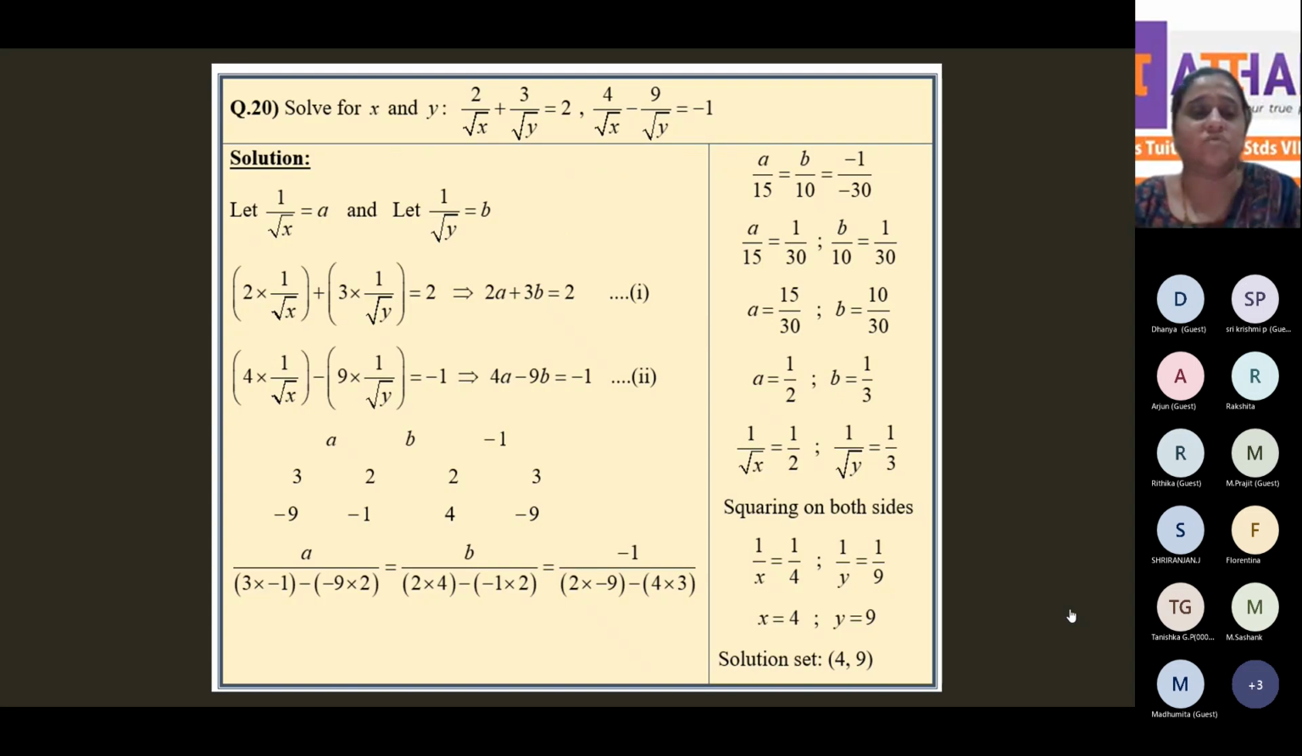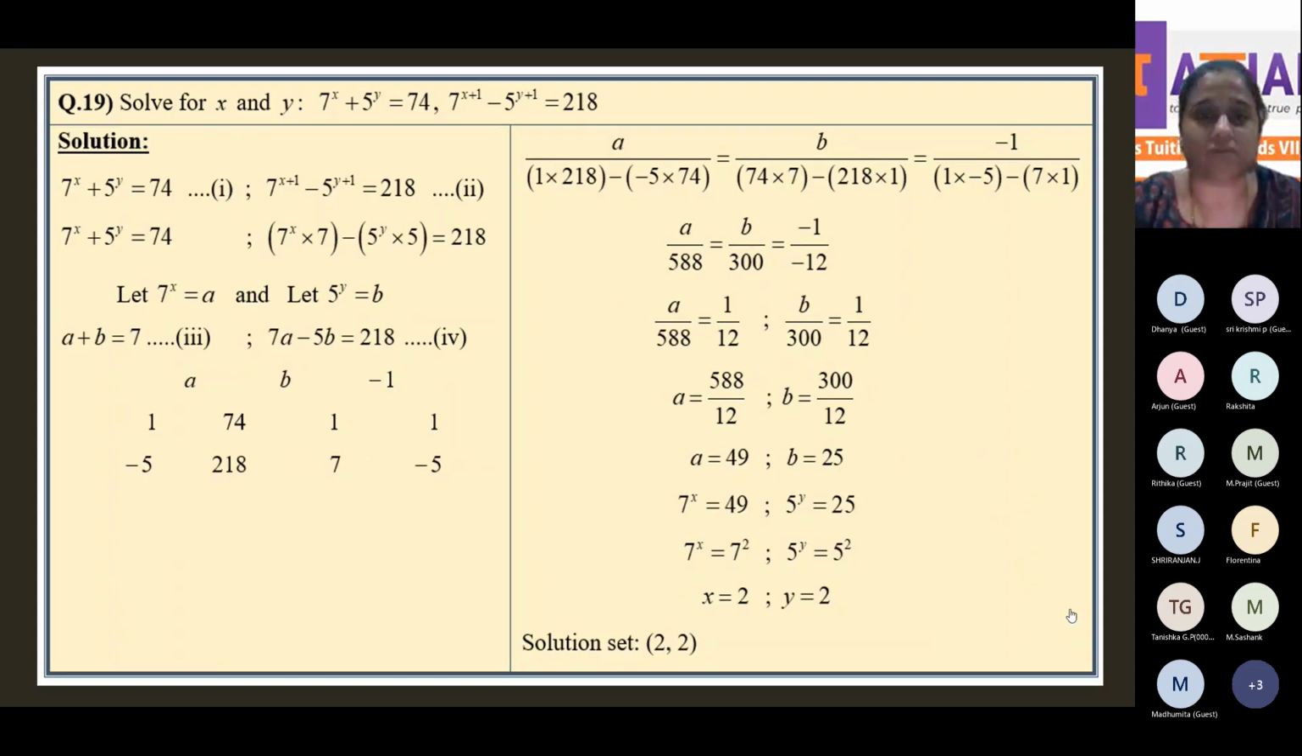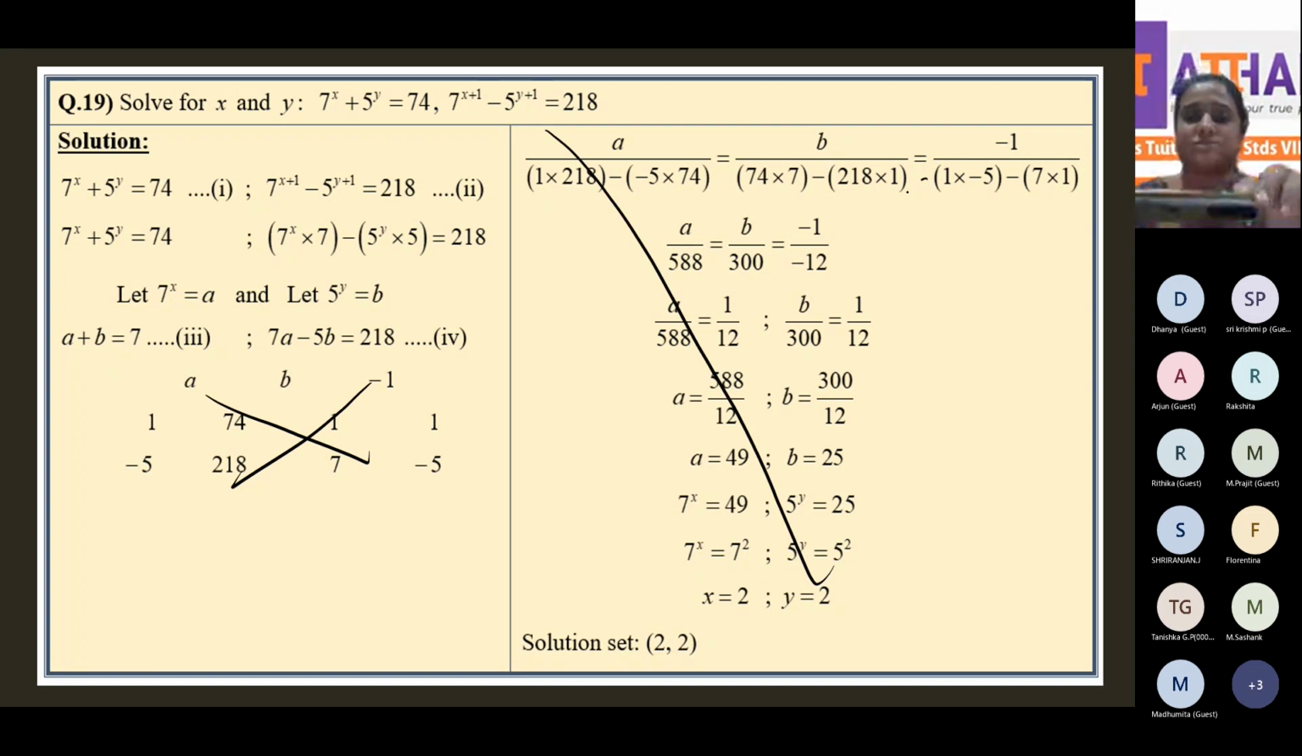See, the method I've used to solve is, oh, I don't think you have this. This is the cross multiplication method, children. You solve it by the substitution or the elimination method.